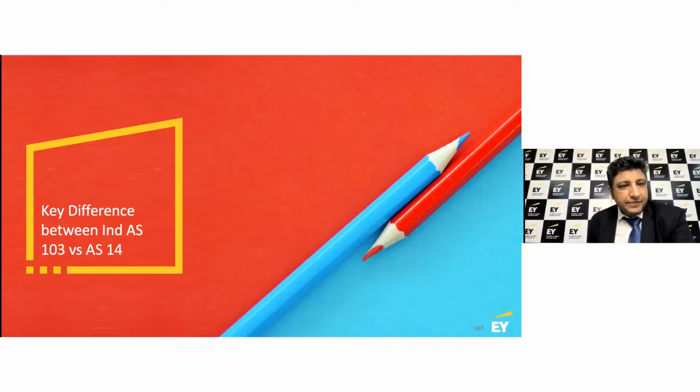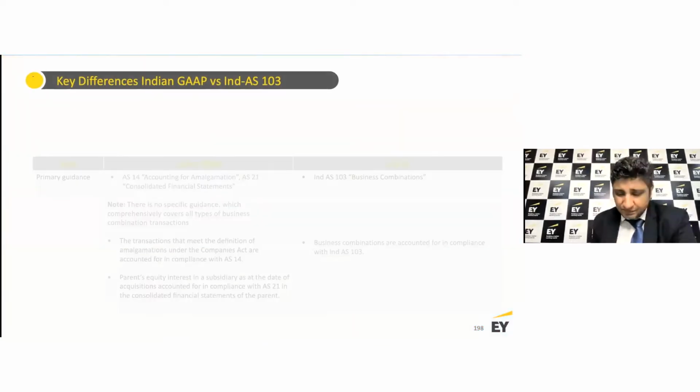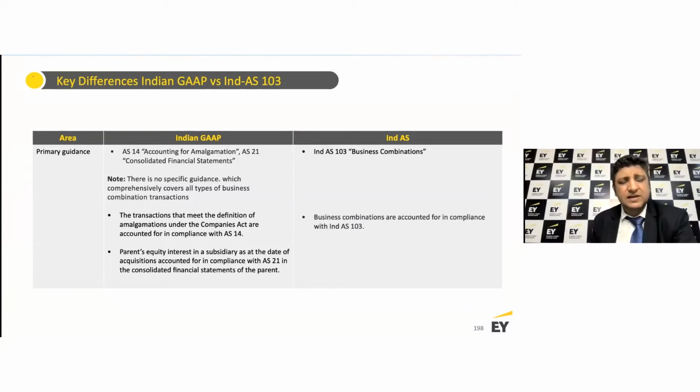Hi, everyone. We would now like to cover the key differences between Ind AS 103 business combinations versus the corresponding AS, the AS 14, which we have dealt with under the intermediate level for amalgamations. Primarily, as we have all observed, there is a considerable set of differences between the earlier accounting within the AS framework, and now we are looking at, of course, the Ind AS 103.